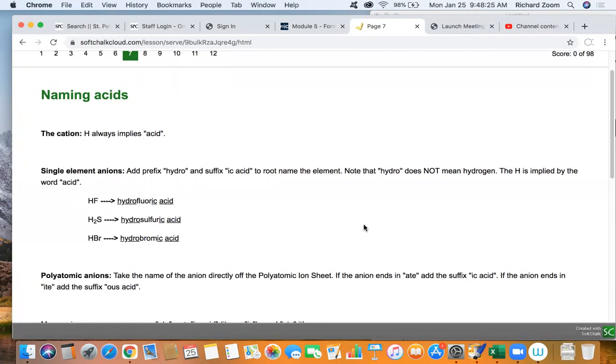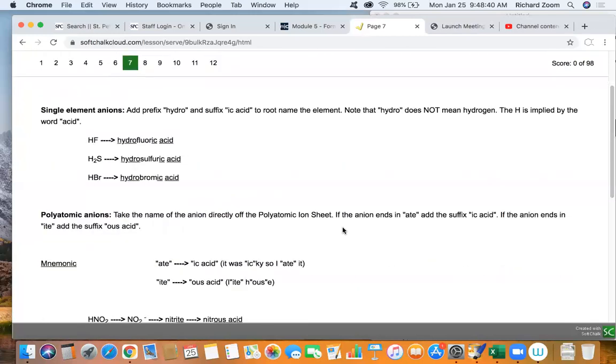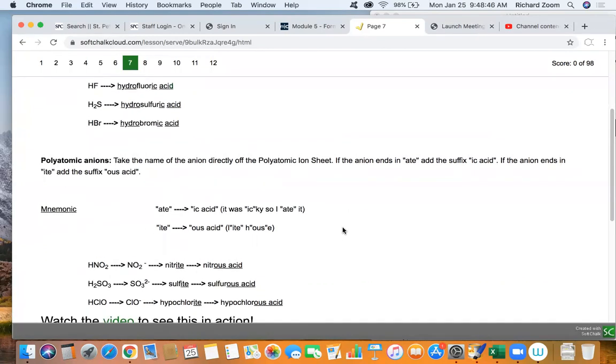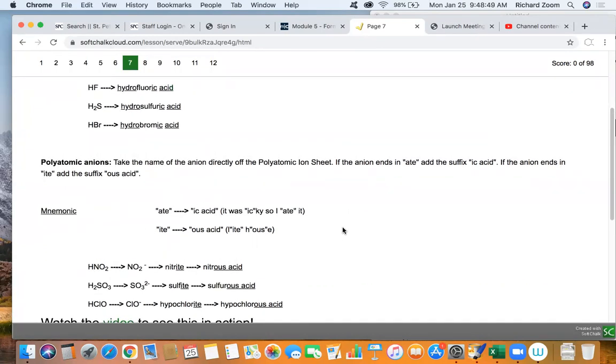So we have two kinds of anions that we talk about. We've got the single element anions, which are the ones that have, well, you guessed it, a single element, like F, S, or Br, as I have in this example over here. And then the other possibility is polyatomic ions. Now you can see the difference: a single element anion has just one element, whereas a polyatomic ion has many more atoms in it. So you've got nitrogen, oxygen, sulfur, oxygen, Cl, and oxygen. As such, they're named differently.